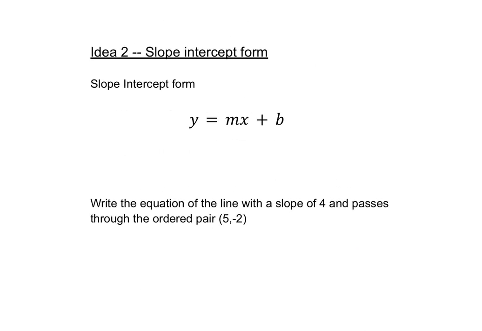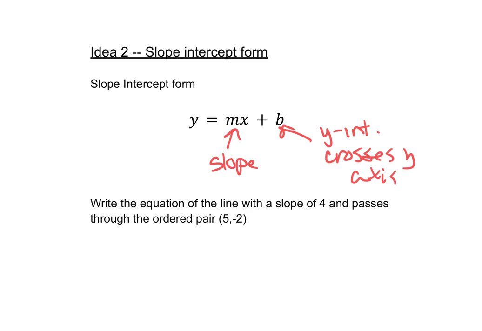Second thing, again, slope-intercept form. We've done this in every single math class, I think. M is our slope. We just talked about how to find our slope, rise over run, or change in y over change in x. And then b is our y-intercept, and that's where it crosses the y-axis. Okay?